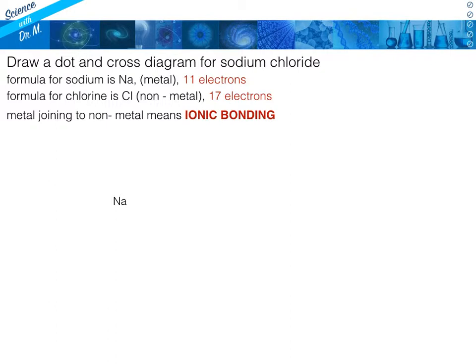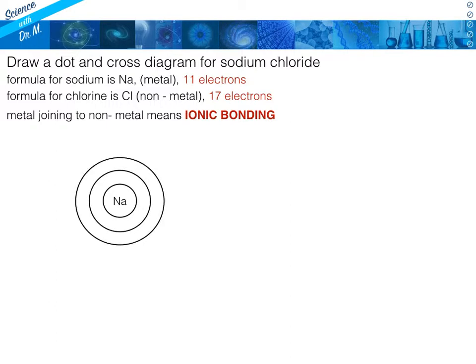Okay, so let's draw. Here's our sodium, that's our sodium nucleus. We know that sodium is in period 3, so it has 3 shells. We also know that sodium is in group 1, so it has 1 electron in its outer shell. All the other shells are full. That's 2 in the first shell, 8 in the second shell, and 1 in the third shell. Now that is our starting position for sodium.